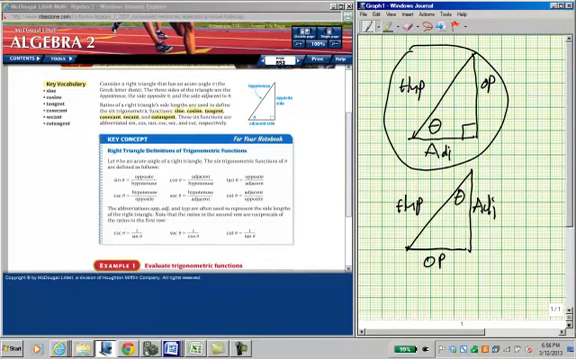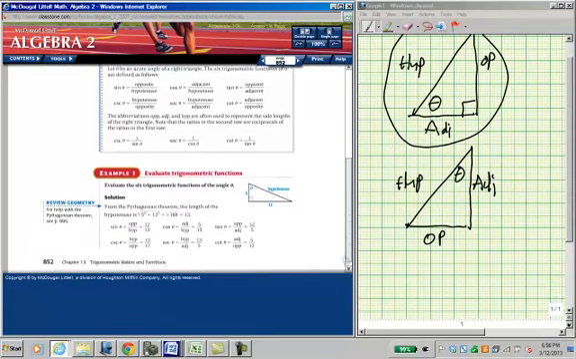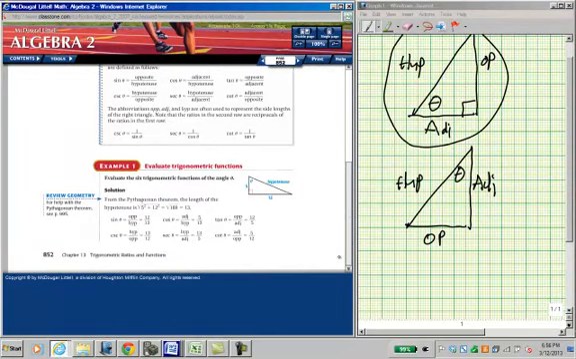Everything that's on this page here must be memorized. This is all stuff that you need to remember. Now, let's go into example 1 here. So we're evaluating the 6 trig functions of theta.